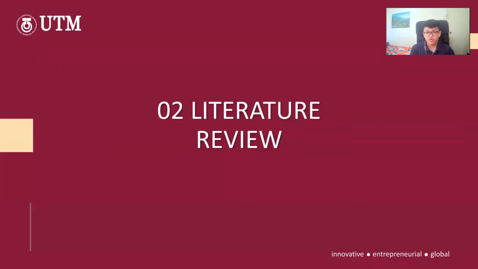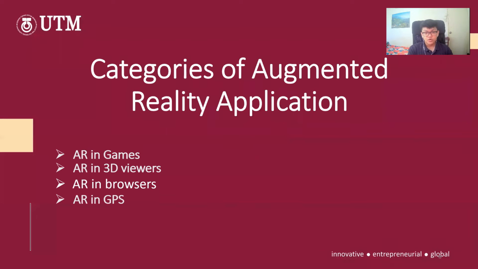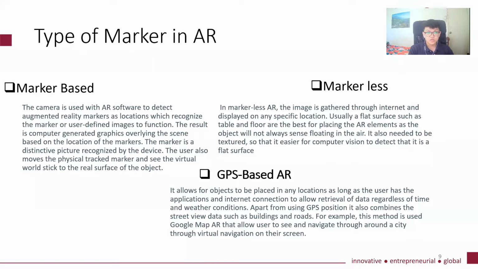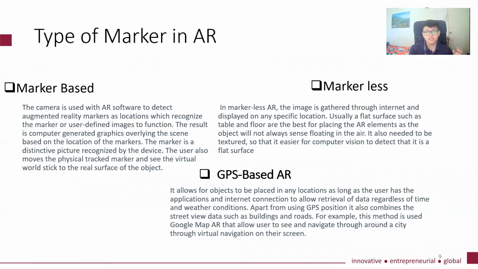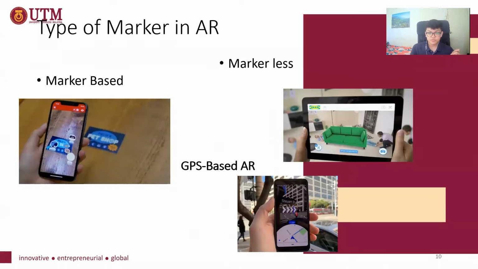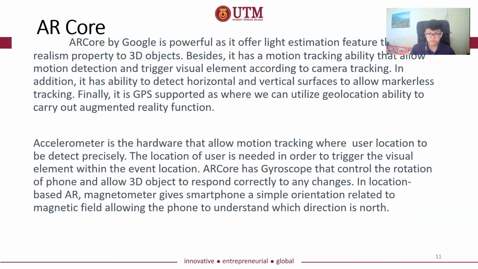So we move along to the literature review. There are 4 main categories of augmented reality application, which are game, 3D viewers, browser, and GPS. Finally is GPS-based AR. It allows for objects to be placed in any location as long as the user has the application and the internet to allow retrieval of data regardless of time and weather conditions. So these are examples of types of marker. We have marker-based, markerless, and GPS AR.